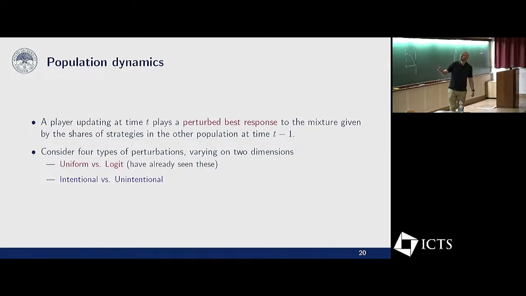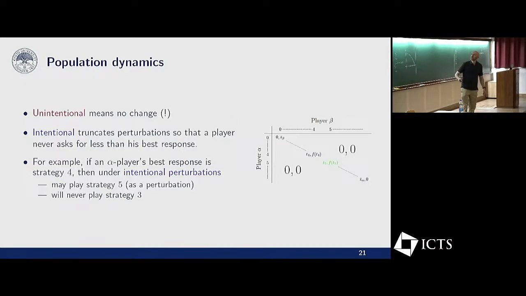Let's consider 4 types of perturbations that vary on 2 dimensions, right? Most people would sell you 1 dimension. I'm selling you 2 dimensions for free. So we have uniform versus logit errors. We've already seen these. Remember, uniform was every perturbation is just epsilon. Logit was perturbations epsilon to payoff loss.